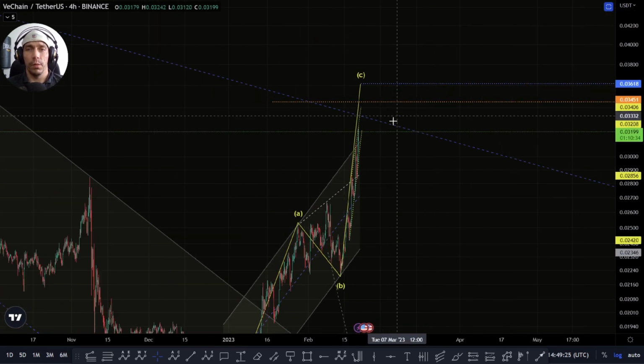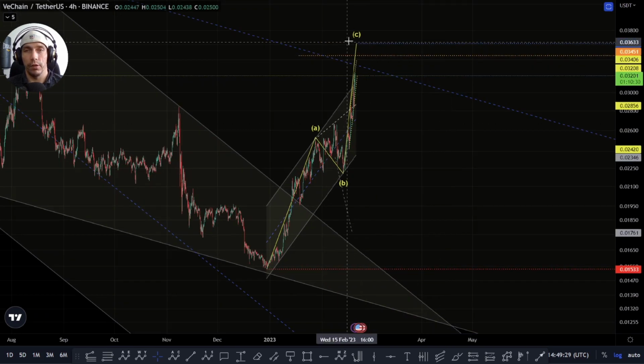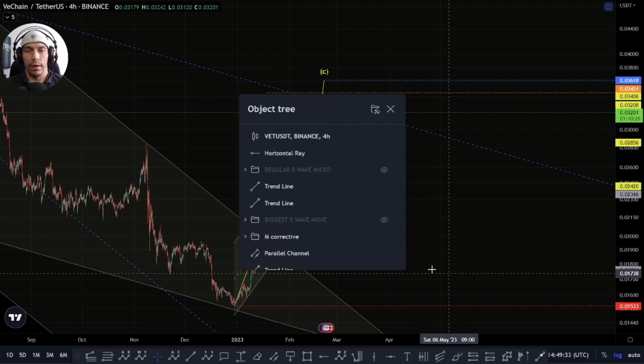But we need to just be careful, because this could just be a corrective structure to the upside, and we could still look to break down and take out these lows. So just need to bear that in mind.